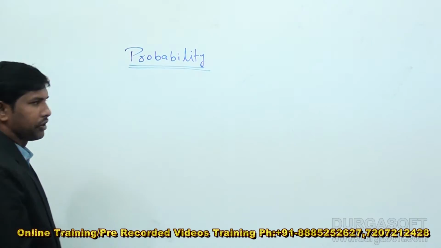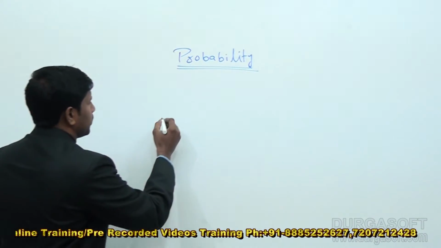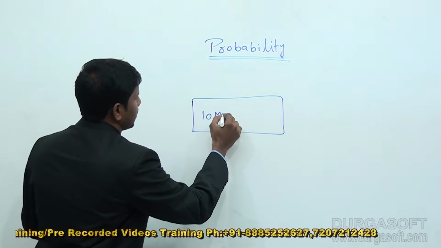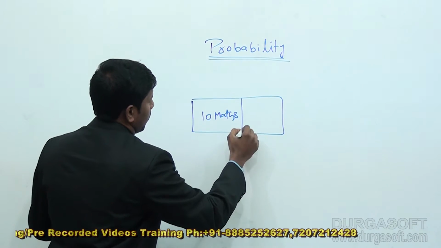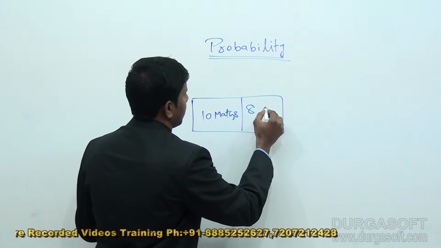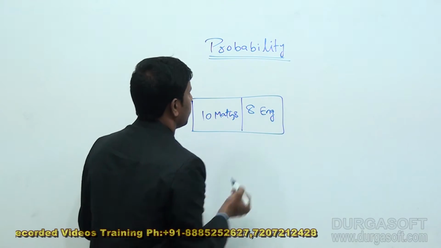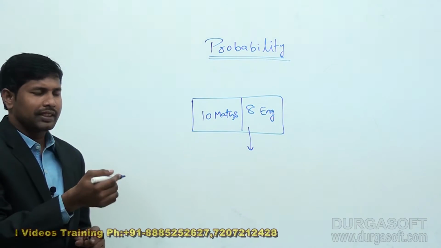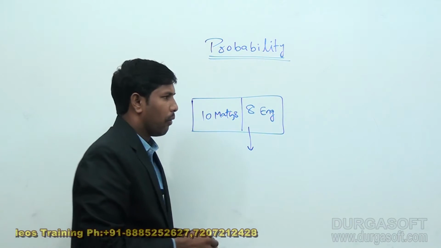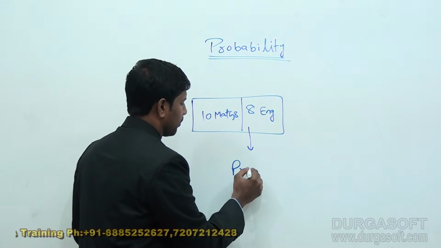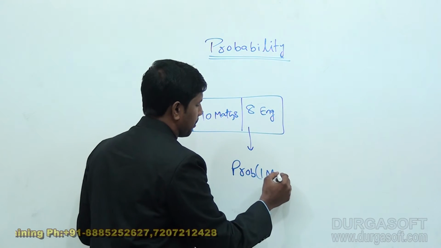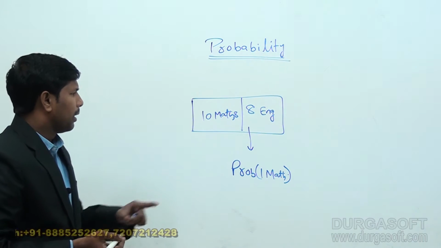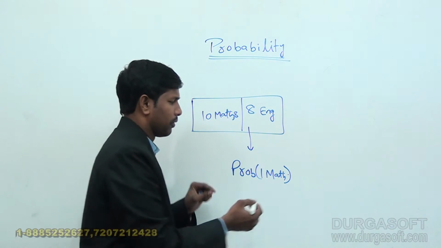Let's take the next question. Suppose on a shelf I have 10 mathematics books and 8 English books. If I select one book randomly from this shelf, what is the probability of selecting a math book? So I want a math book from this shelf.